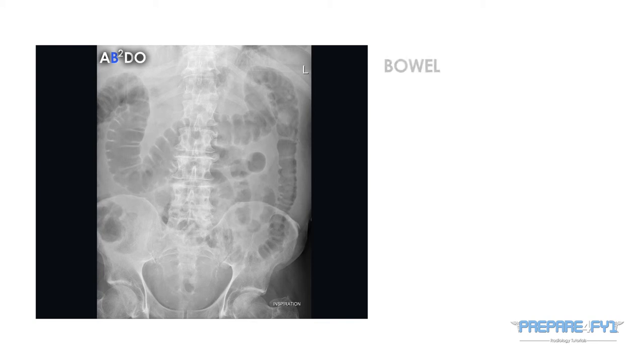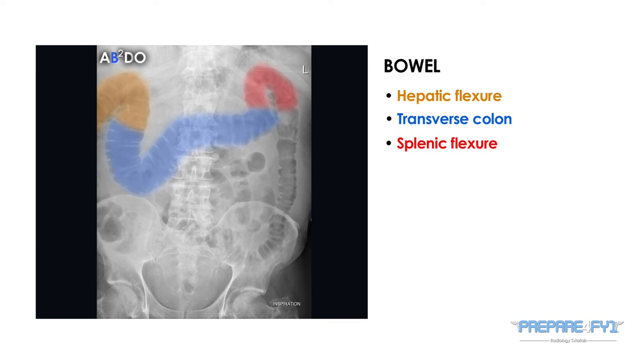Let us consider bowel first. In this film, a normal bowel gas pattern is demonstrated. Whilst the ascending colon is not in view, the hepatic flexure is illustrated continuing into the transverse colon and splenic flexure. As you can see, the splenic flexure continues into the descending colon, with gas extending onwards to the rectum.